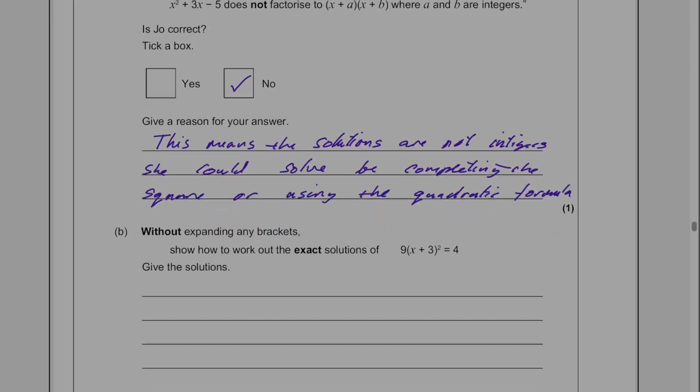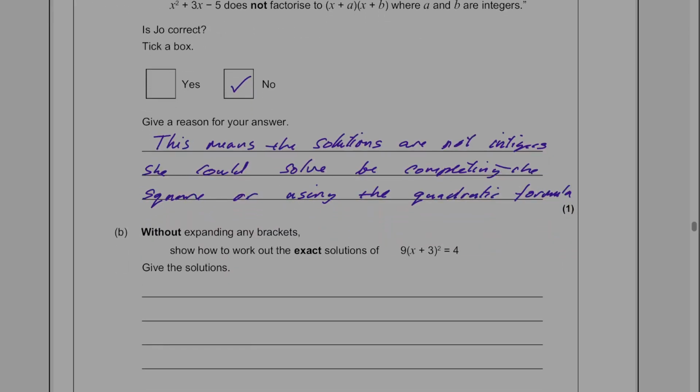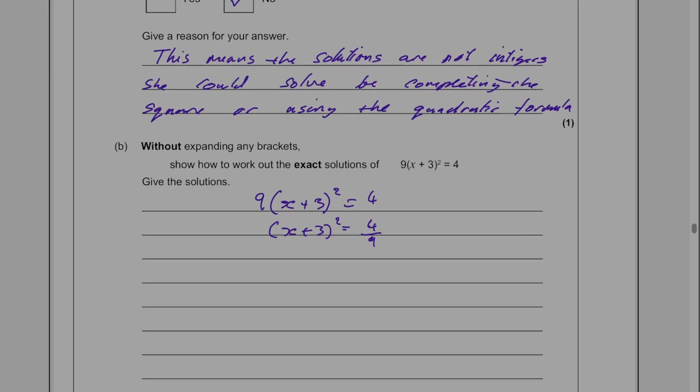Okay, without expanding any brackets, show how to work out the exact solutions of this equation. So we will start by not expanding the brackets. The first thing I'm going to do is divide both sides by 9, which gives me x plus 3 is equal to 4 over 9. I'm then going to square root both sides.